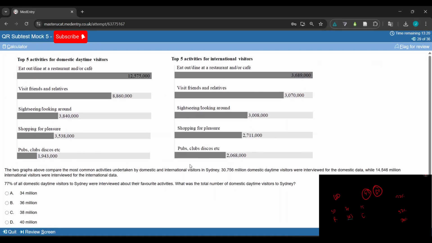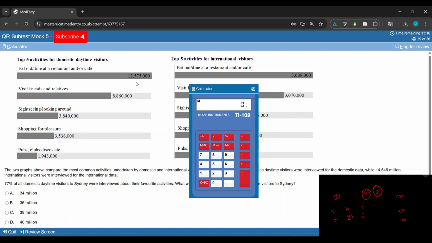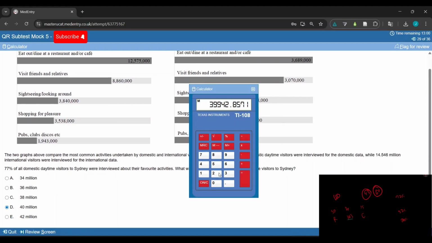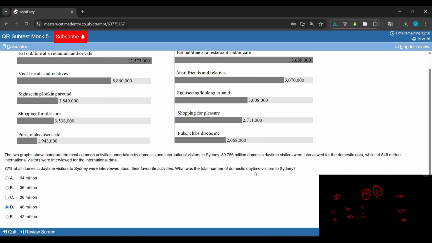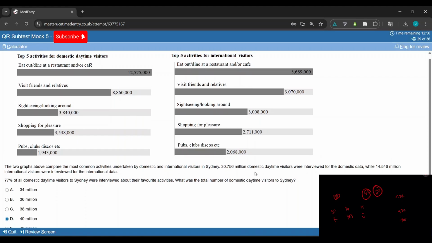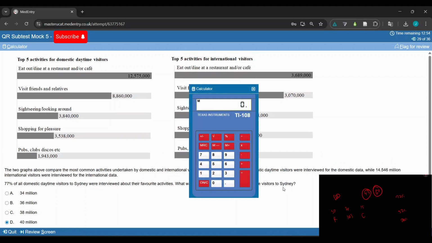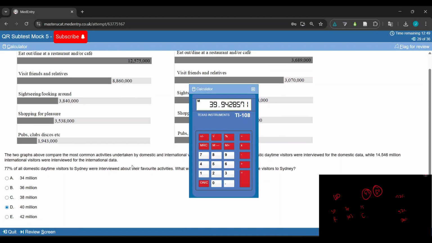Okay, 75% was all into what's the total number of their favourite activities. So 12,575 plus 8,860 plus 3,840 plus 3,538, and then divide this by 0.77. 39 million, 40 million. Oh, I didn't even have to add those all up. That was so silly of me.